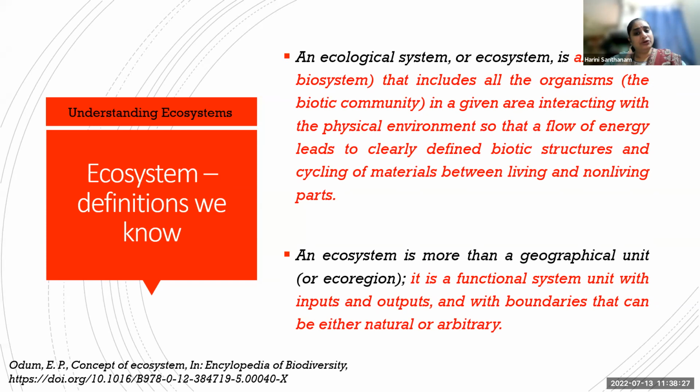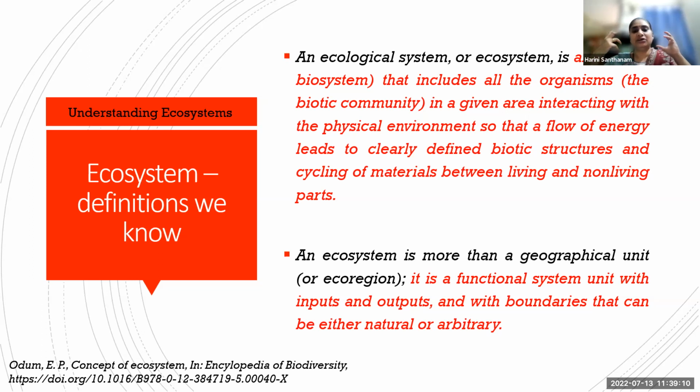So an ecosystem is more than just a geographical unit, we will agree, because it is a functional unit with inputs, outputs, and boundaries that can be either natural or arbitrary. Natural means it has always been in existence, which the organisms have taken cognizance of, have adapted to, and have survived within these boundaries. And arbitrary means temporary boundary conditions which are set either by natural or anthropogenic means. Mostly through anthropogenic impacts, the arbitrary boundary for an ecosystem has also evolved over time.